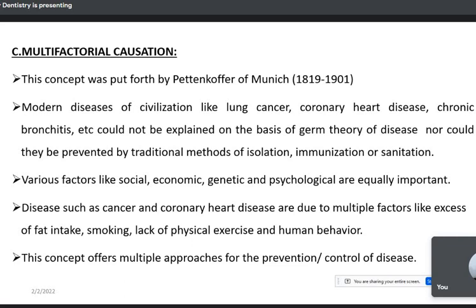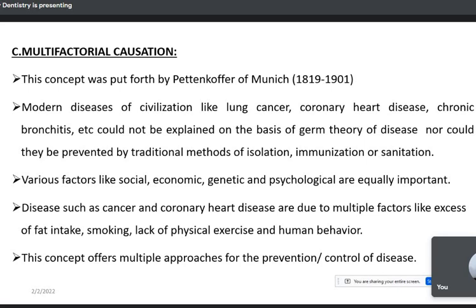As I told you, the infectious diseases, the diseases which are communicable, are explained by the epidemiological triad and the germ theory. But because of the development of civilization, those infectious diseases are decreasing. At present also, you see a very small number of cases of communicable disease as you compare them with non-communicable.